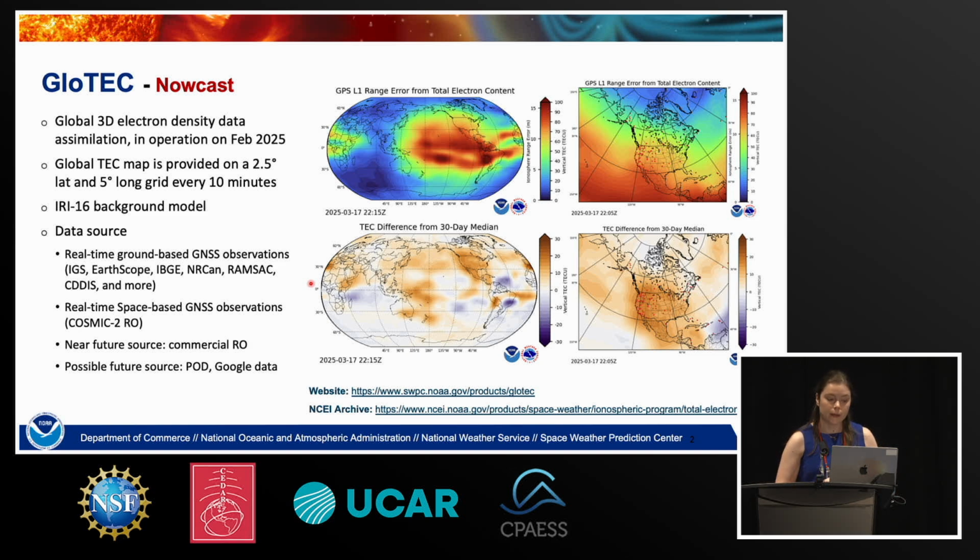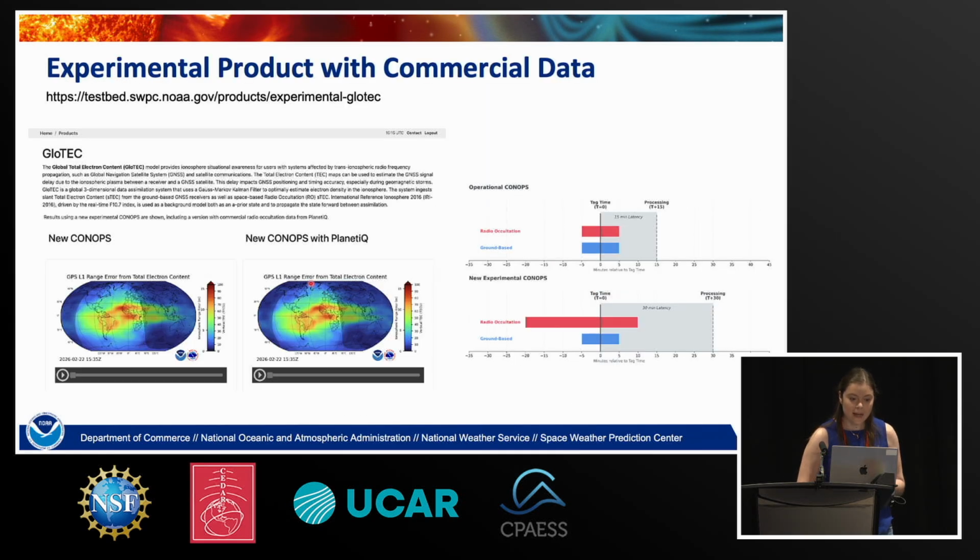What we're currently working on is adding new data sources into GLOTEC. A big one of those is commercial radio occultation data, and I'll show you that we now have a new experimental data product that uses commercial radio occultation data from Planet IQ. Planet IQ has multiple satellites, but currently we're using data from two of them, called GNOMES 4 and 5, and they are in polar orbits. So that does give us some data volume over the poles in addition to COSMIC 2.